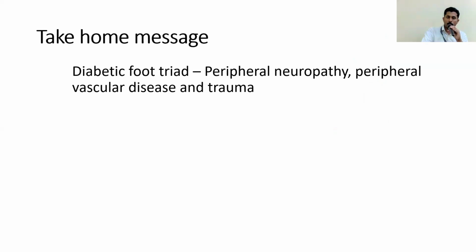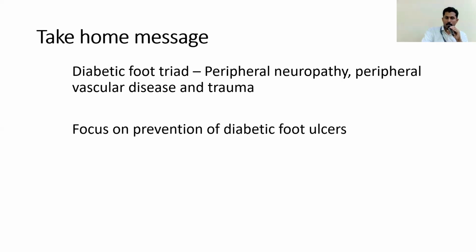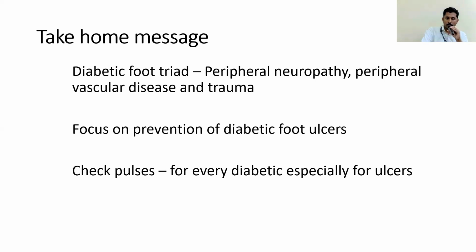Coming to the take home messages, the diabetic foot triad is because of underlying peripheral neuropathy, peripheral vascular disease, and trivial trauma. We should focus on prevention of diabetic foot ulcer, because if any ulcer forms, especially in patients who have uncontrolled diabetes and underlying peripheral arterial occlusive disease, it will be difficult to treat. So prevention is always better than cure.